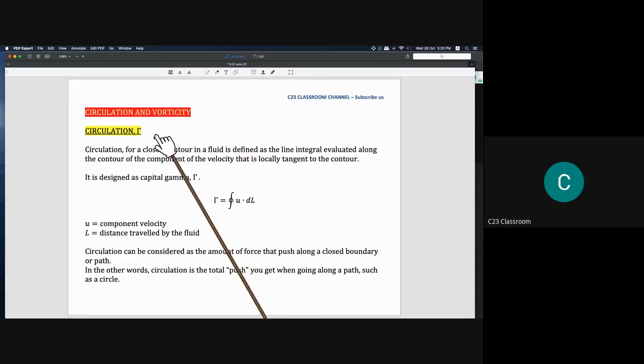So first, I would like to introduce you to the circulation. The circulation is when we analyze a particle which moves in rotation. It can be considered, as I write here, as the amount of force that pushes along a closed boundary or path. In other words, circulation is the total push, meaning the total force you get when going along a path, such as a circle.